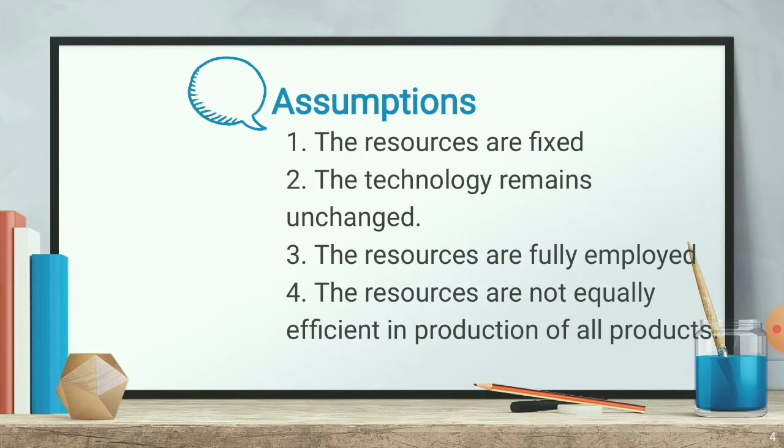The 4th one is very important. Try to understand. The 4th one is that resources are not equally efficient in the production of all products. Means the resources which we have been given are not equally efficient. Suppose we are going to produce X commodity and Y commodity together. Naturally, resources will either be used in the production of X or in the production of Y. We cannot produce both commodities with the same technology or the same resources.